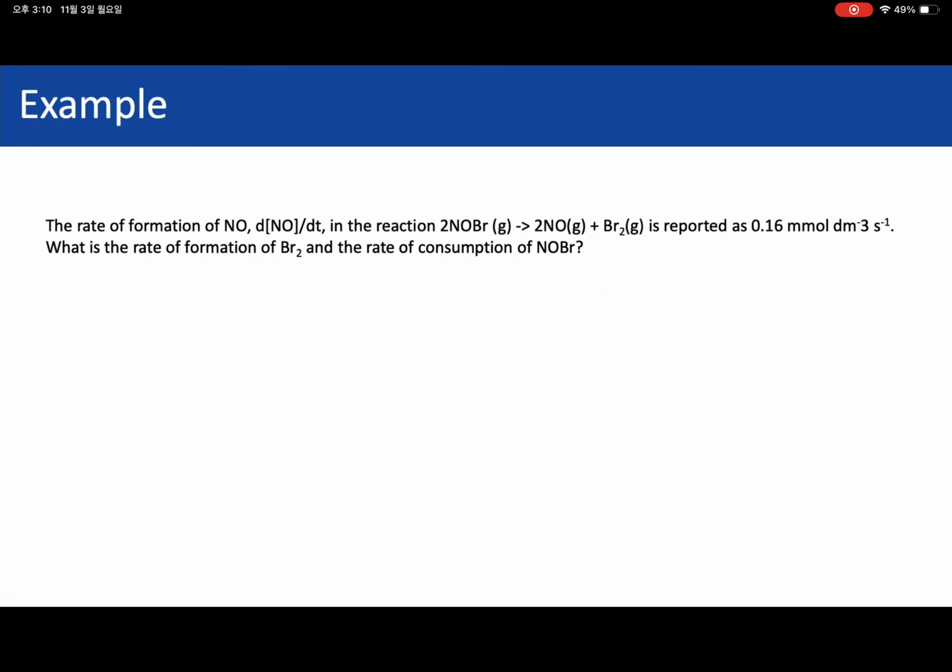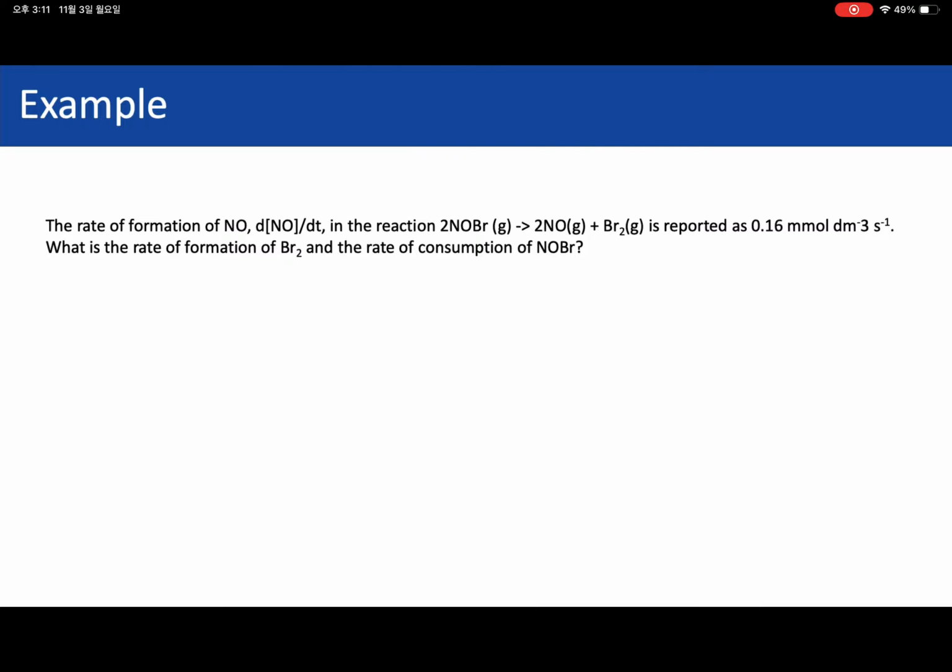So now stop your video and try to solve this example. The rate of formation of NO, which is d[NO]/dt in this reaction, is a gas phase reaction forming 2 mole of NO and 1 mole of bromine from 2 mole of NOBr, and is reported as 0.60 millimole per decimeter cubed per second. So actually this means that the rate of formation of this compound is like this.